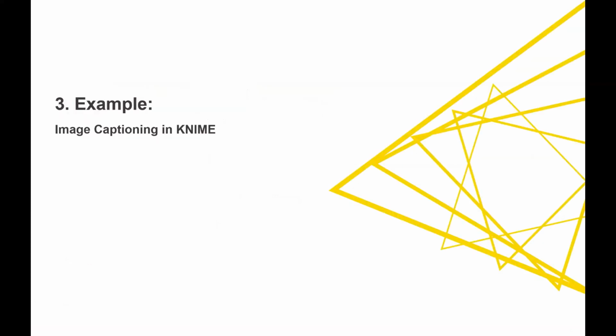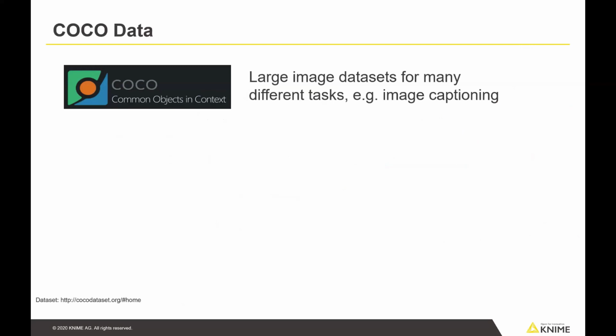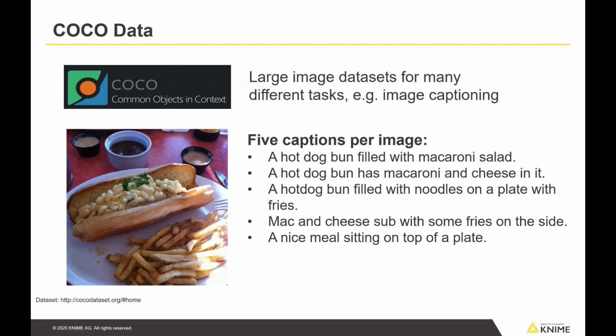Next, I'd like to show you how all of this works in KNIME. For the example we prepared, we used the COCO dataset. The COCO dataset is a large image dataset for many different tasks. There's a classification task and a segmentation task, and also an image captioning task. You can see an example of image captioning here on the bottom.